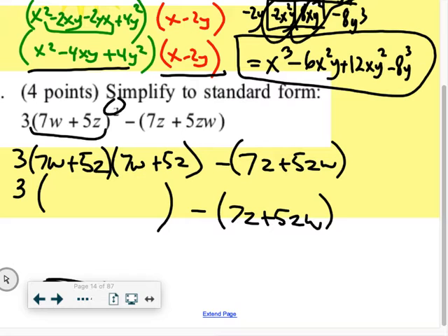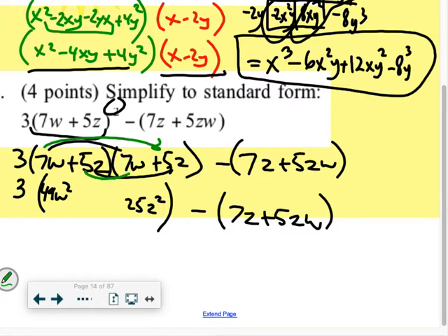I'm not going to do that though, because I can do this quicker because I know what multiplying something by itself is. I'm going to get 7w times 7w, which is 49w squared. I'm going to get the 5z times 5z, which is the 25z squared. Those are the two terms I would get if I did try to distribute the squared. But I'd be missing the 7w times 5z, which is 35wz, and then another one of those. Another 35wz. So that gives me 70wz.